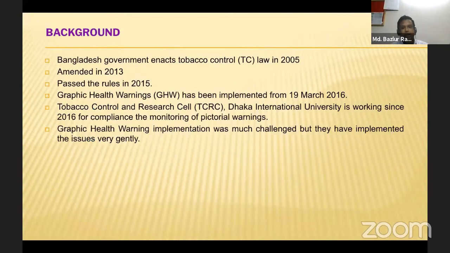Next, please. So Bangladesh government enacted tobacco control law in 2005 and amended in 2013, along with passed the rules in 2015. After passing the rules, graphic health warnings has been implemented from 19 March 2016. And we, Tobacco Control and Research Cell of Dhaka International University, is working since 2016 for compliance monitoring of pictorial warnings. And it was much challenged, but we have implemented the issues very gently.